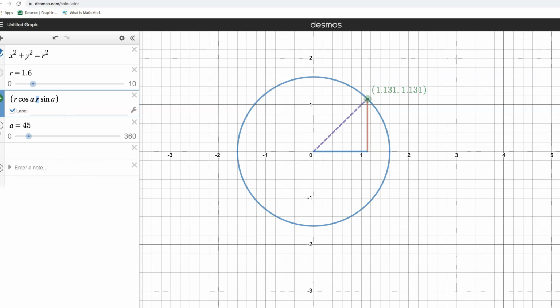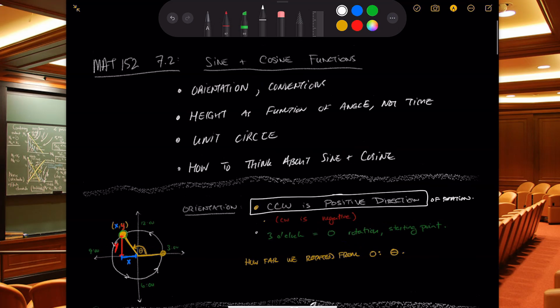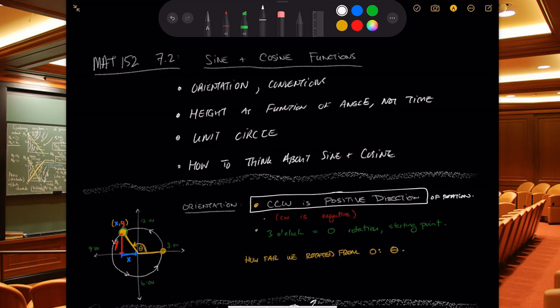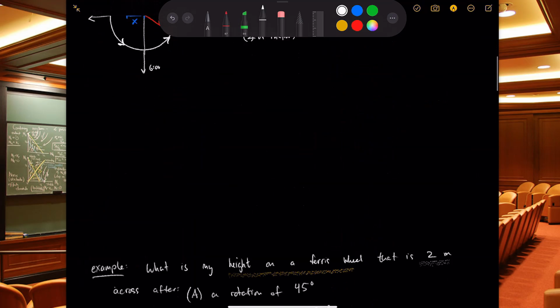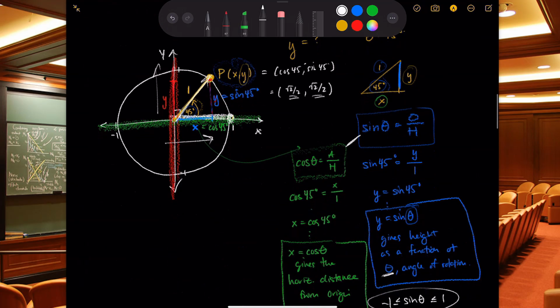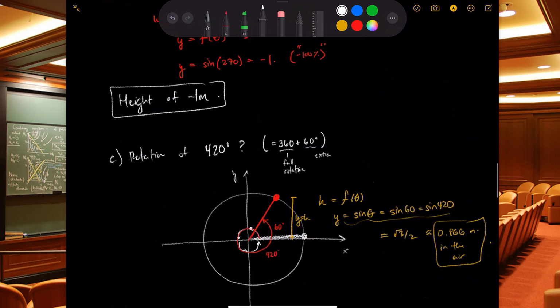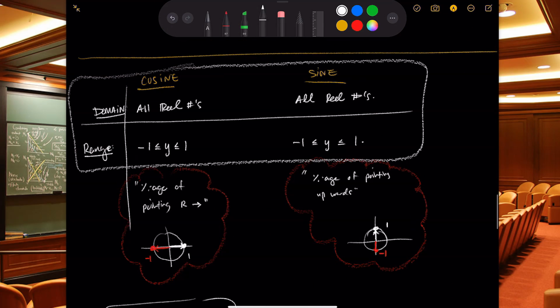Let's go back to our notes here. You learned about how we orient ourselves using the right-hand rule. Counterclockwise is the positive direction. You know how to talk about height on the circle as a function of angle, not as time. You learned about the unit circle and why it's special, and how to think about sine and cosine, both as this SOHCAHTOA kind of thing that we remember from triangle trig, but also as the percentage that you're pointing upward or to the right. And they can eat any number, right? Their domain is all real numbers, but they only spit out numbers between -1 and 1.